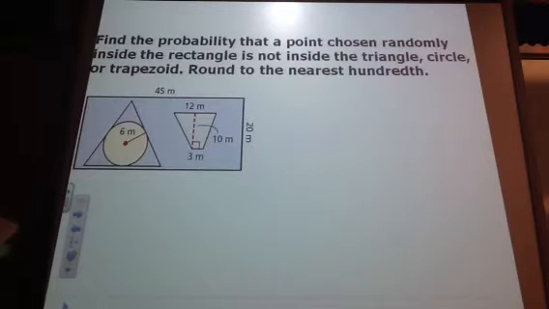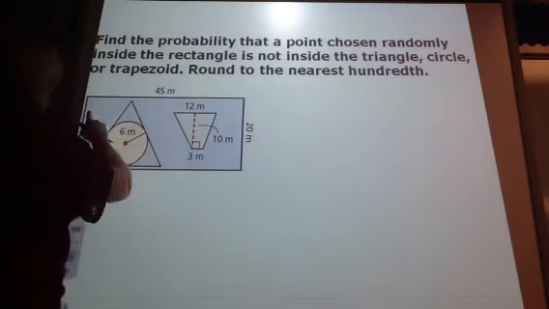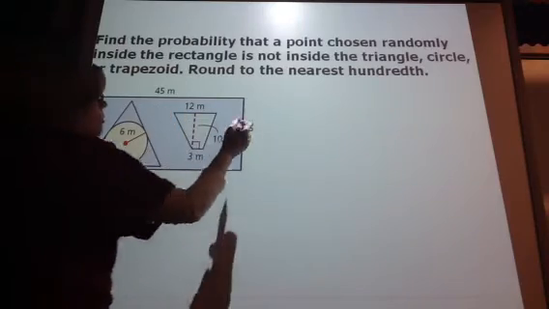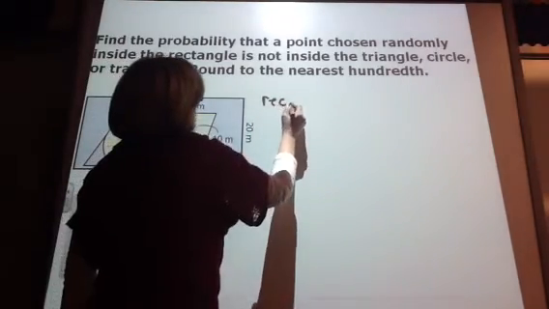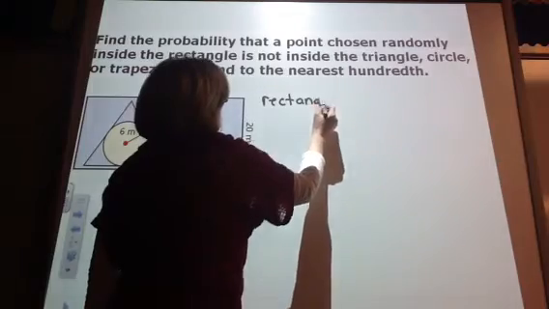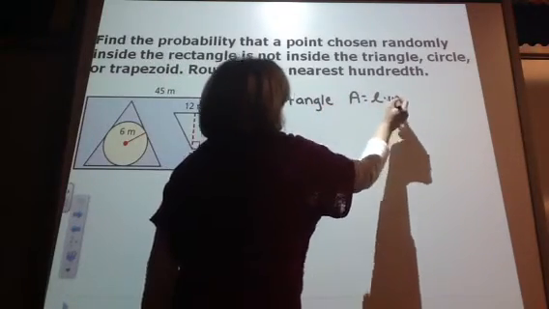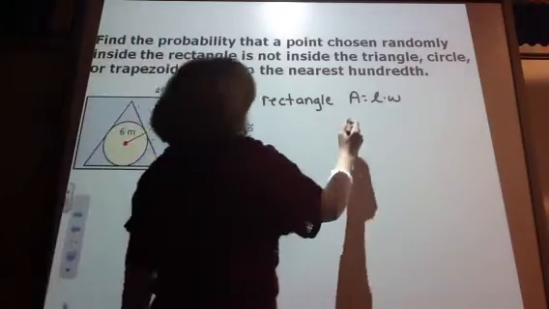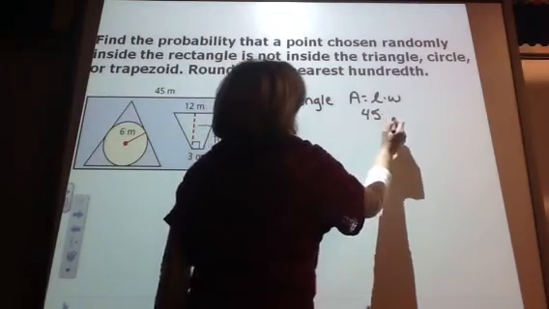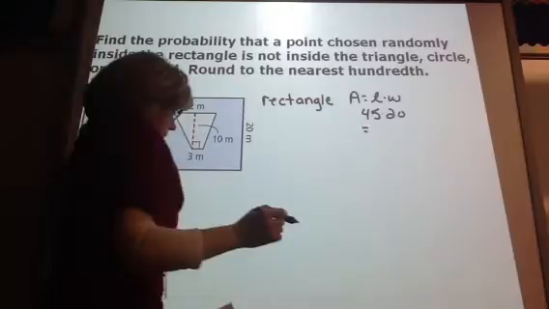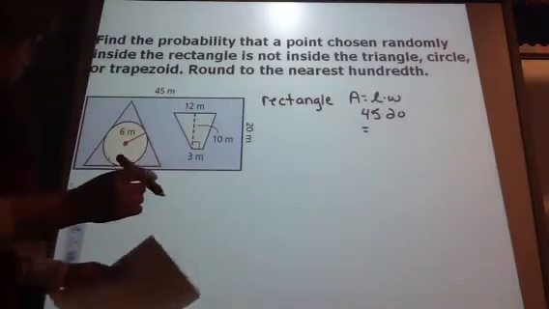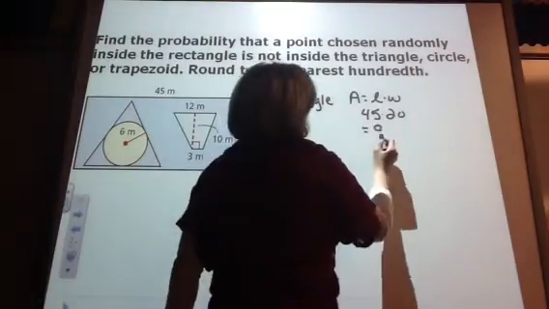Okay, so what we want to do first is take the area of the larger polygon, which is a rectangle. Your rectangle area formula is length times width. So we're going to take 45 meters times 20 meters, and we get 900 square meters.